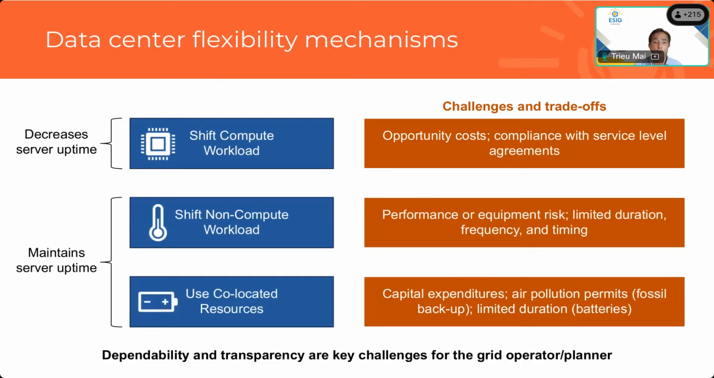There are non-compute workloads that for many data centers could be quite sizable. 20, 30, 40% of the electricity consumption in some hours and locations are non-compute, associated with HVAC, for example, air conditioning. Of course, there are challenges with that in terms of equipment risk, the duration and the frequency and timing in which you're able to call upon that flexibility. And as we noted before, the use of co-located resources is another way to enable that flexibility for data centers. Although, there are capital expenditures, there are air permits, and there are other technical factors associated with your backup resource that might be required.